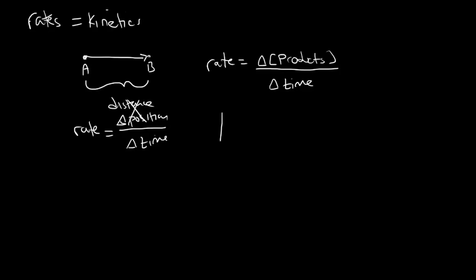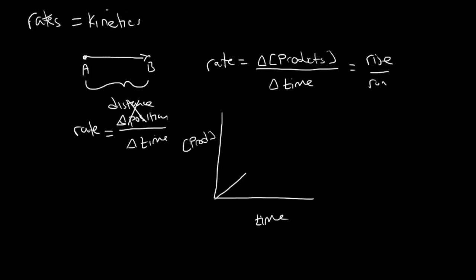Okay, and we can just kind of in general think about this as an xy coordinate where on the y-axis we have the concentration of our products and on the x-axis we have our time. Right, so we can think about this as a rise over a run. So the slope of this line then is going to be the rate. Okay, so anytime we're plotting the concentration of products or the concentration of reactants versus time, the slope of the line is the rate of the reaction at that time.